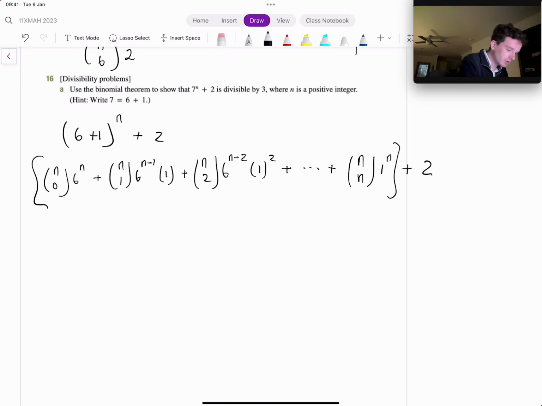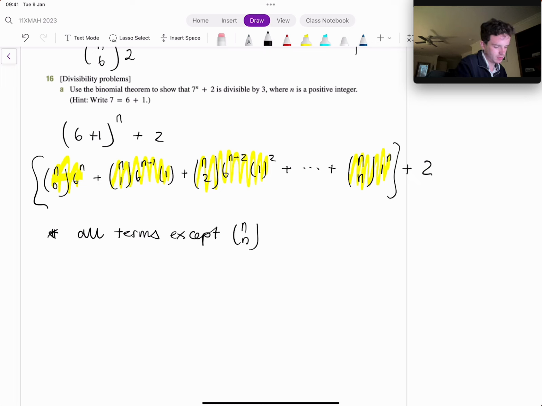Now, something important to note is that all of this is divisible by 3 because there's a 6 in it. This is divisible by 3 because there's a 6 in it. This is divisible by 3 because there's a 6 in it. But this last term is not divisible by 3 because there's not a 6 in it. So we're going to say, okay, all terms except n choose n times 1^n contain 6 and thus are divisible by 3.